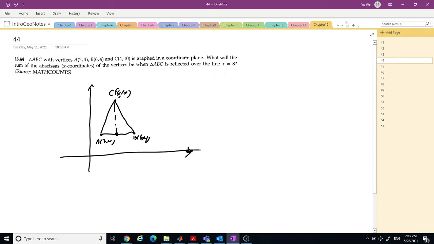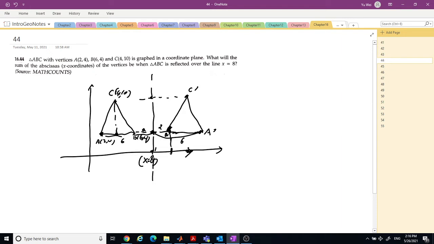Then what we want to see is what will be the sum of the x coordinates of the vertices when it's reflected over x equals 8. So this is x equals 8, right? This is symmetry, right? So here is the 2, and A is reflected to here, right? From 2 to 8 is 6, so this is 6, and this symmetry is 6, right? This is A prime, B prime, and this is C prime.